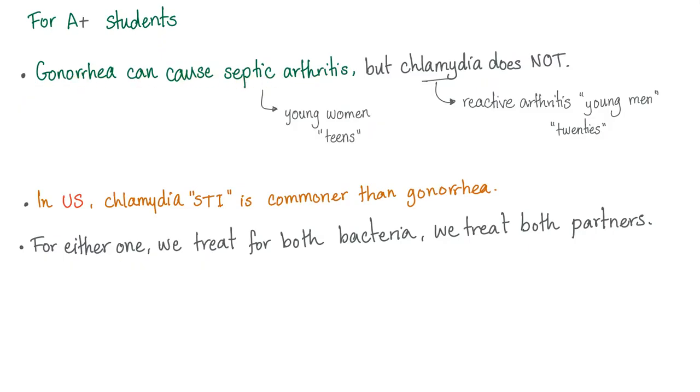Gonorrhea can cause septic arthritis, but chlamydia does not cause septic arthritis. Chlamydia sometimes can cause reactive arthritis, although this is rare. Septic arthritis, the typical patient is a young woman in her teens, like a young girl. Chlamydia, reactive arthritis, typical patient is a young man in his 20s. Teens, 20s. Woman, man. In the United States, chlamydia is commoner than gonorrhea, like way more common. For either one, chlamydia or gonorrhea, we treat for both of them at the same time, and we treat both partners. And we are done.